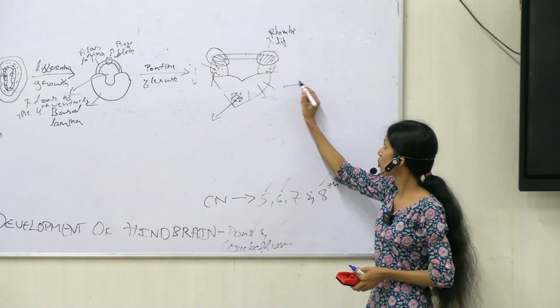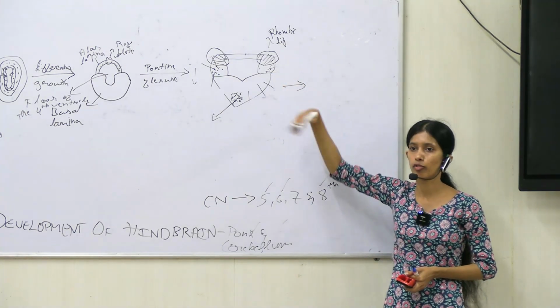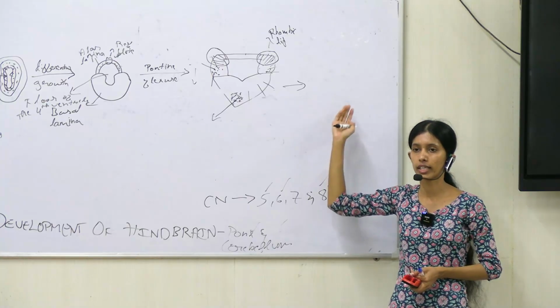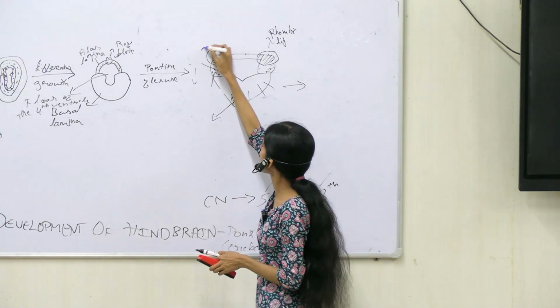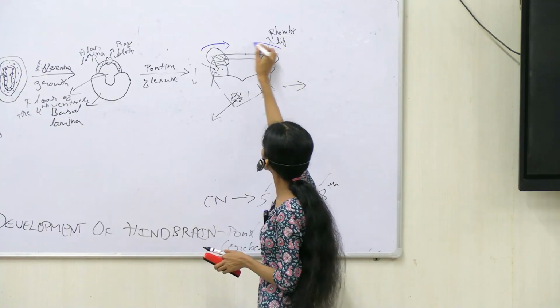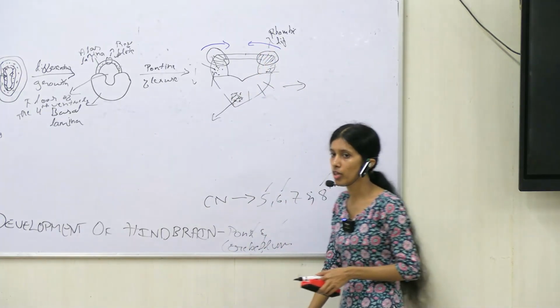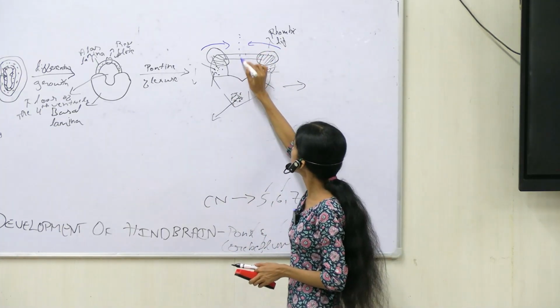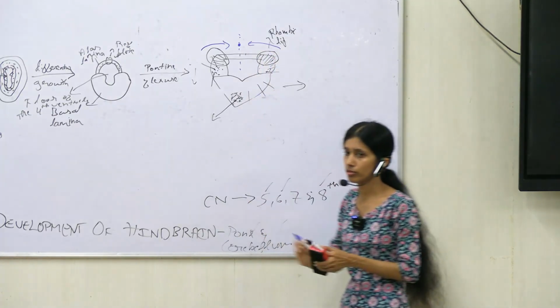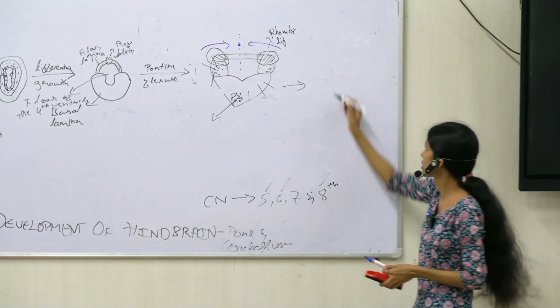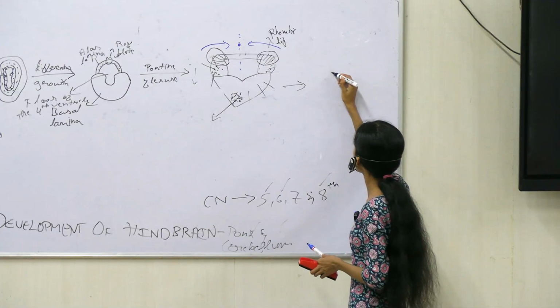Okay. So whatever the rhombic lip forms on both the sides, on the right and left side, will now start moving towards the central part like this. Okay. And both the rhombic lips will meet at one point. So once this happens, this is how the structure will look.